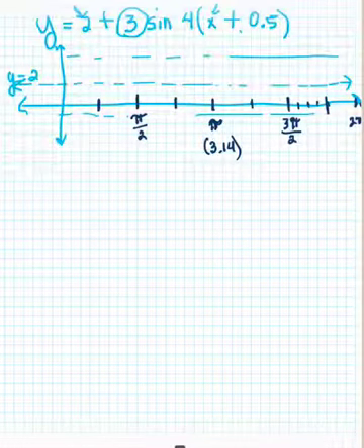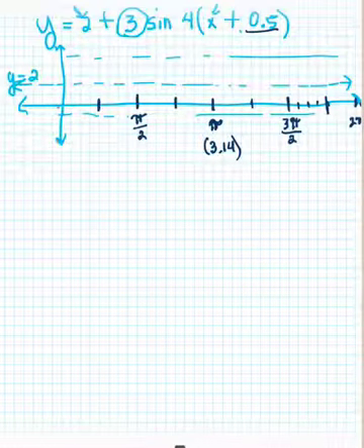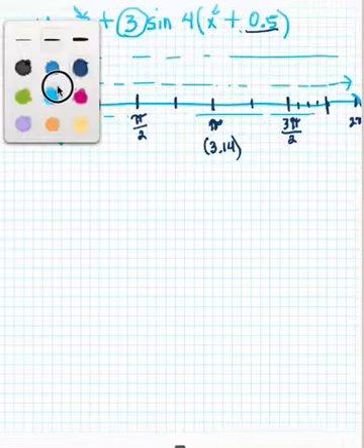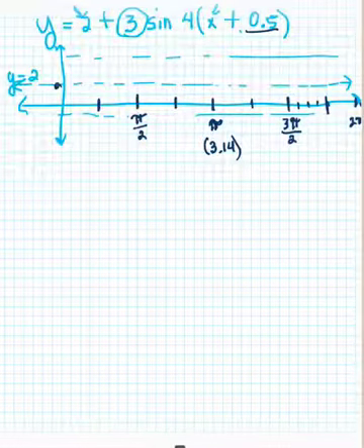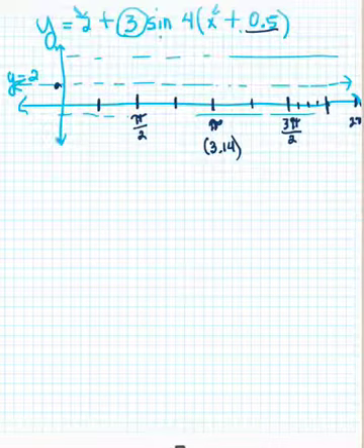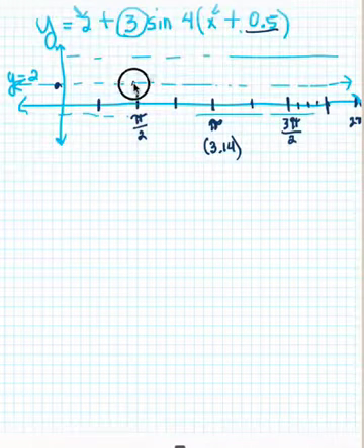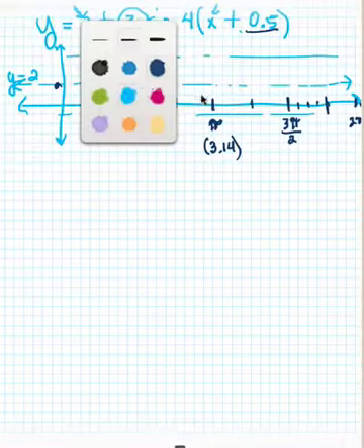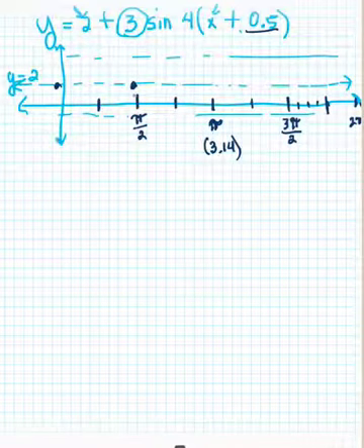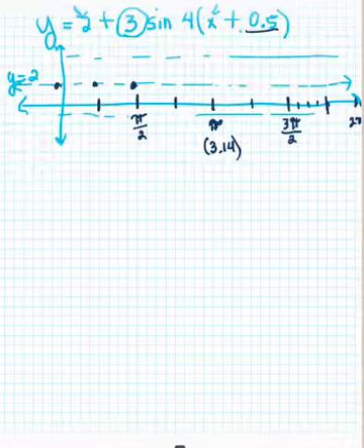Okay, now let's see. We're shifted over a half, so minus a half. So it looks like it's going to start about right here. Then it's going to go up, down, and then in pi halves, about right here, it'll come back down. And the halfway point, about right here, it'll come down. All right, so it's going to be half a circle.